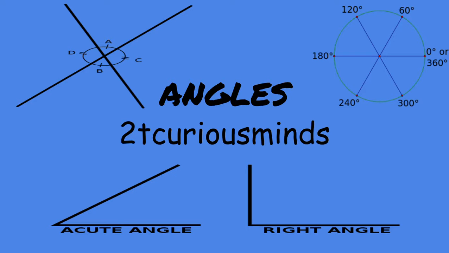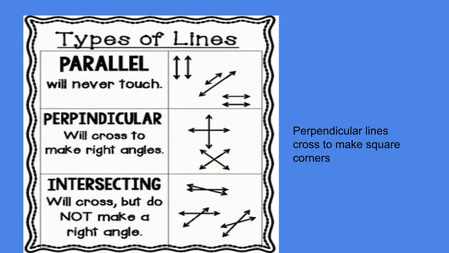In this video, we will see about angles. Before diving into angles, we will see some important types of lines. They are parallel, perpendicular and intersecting. Parallel lines will never touch each other. They travel at the same distance apart from each other. They never cross each other.